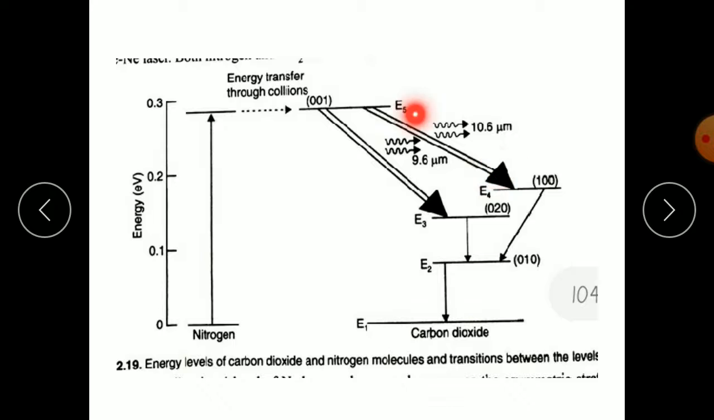So this is the working of the carbon dioxide laser, in which photons of 10.6 micrometer and 9.6 micrometer are emitted. The photon of 10.6 micrometer is emitted during the transition from the E5 to the E4 level. While the transition takes place from this level to this level, the photon of 9.6 micrometer is emitted. So this is the working of the carbon dioxide laser. This is the energy diagram. I hope you have understood. Thank you.